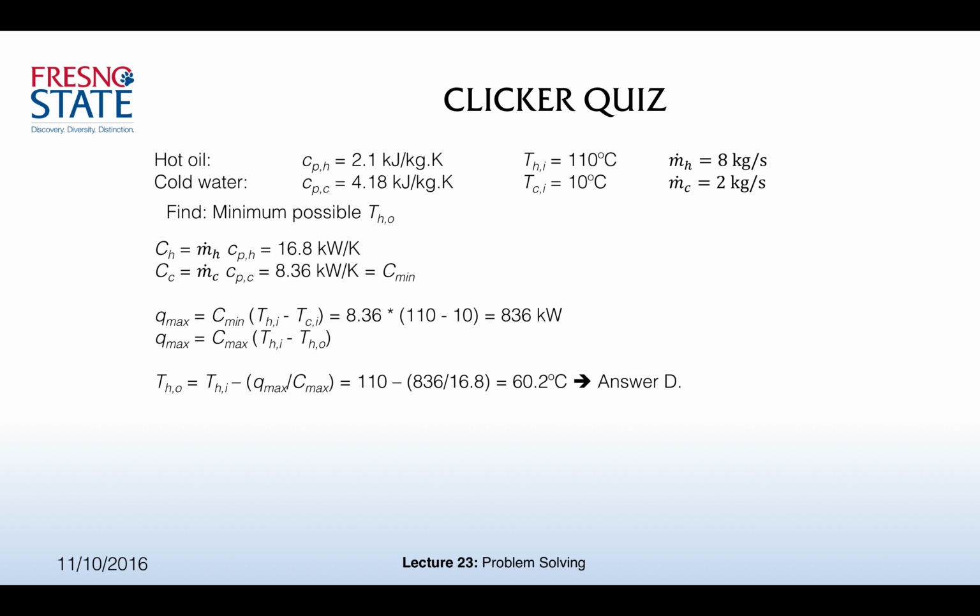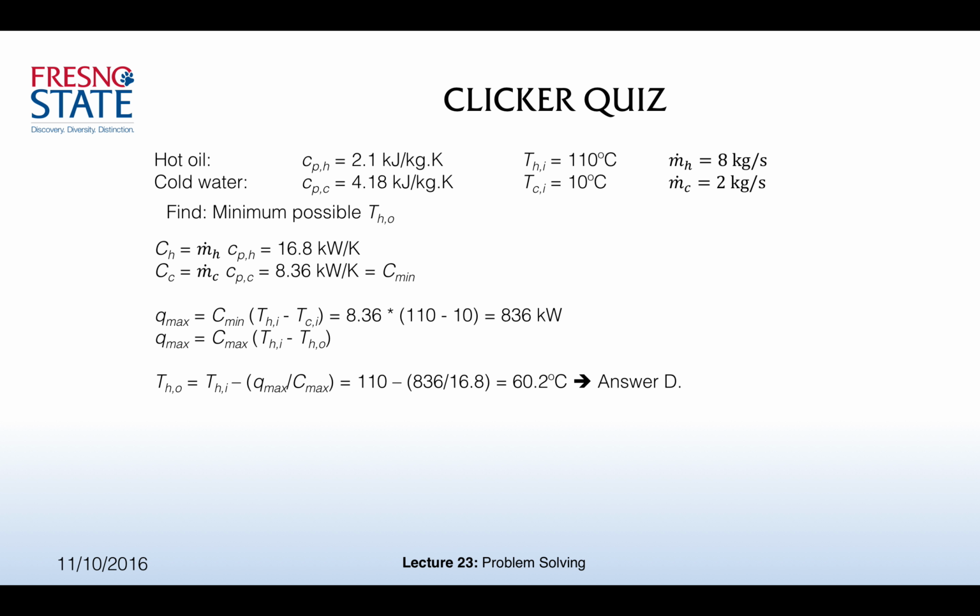So therefore, for the hot fluid, I have the same amount of heat, Qmax. And therefore, it is going to be equal to m dot hot times Cp hot, or C hot, multiplied by the temperature difference for the hot fluid. It enters at Th in and exits at Th out. But I don't know what Th out is. So the only unknown in that equation is the Th out that I want to solve, the minimum possible Th out, because it's based on the maximum possible heat rate.